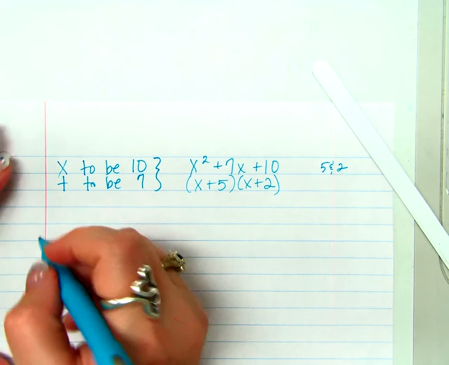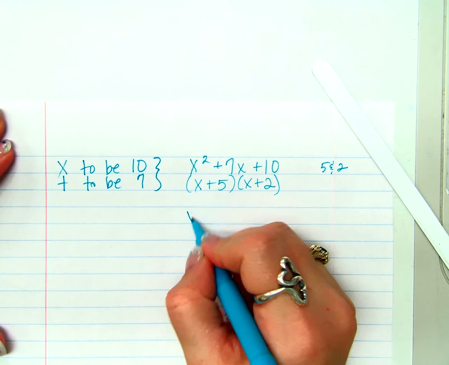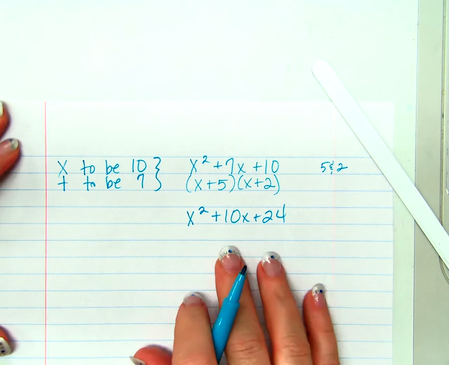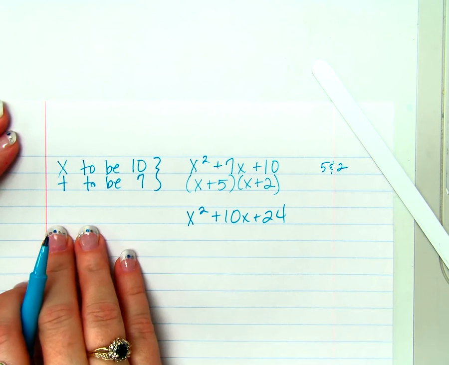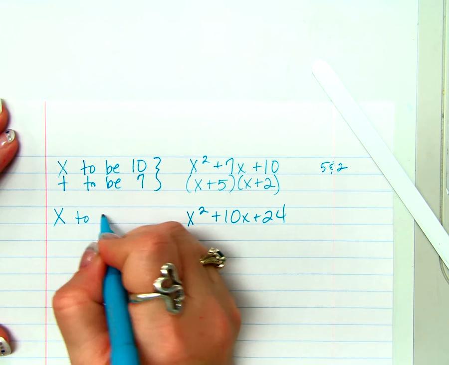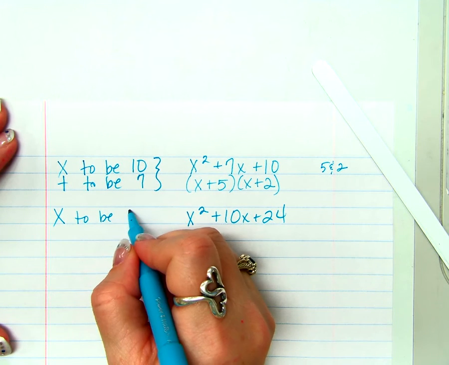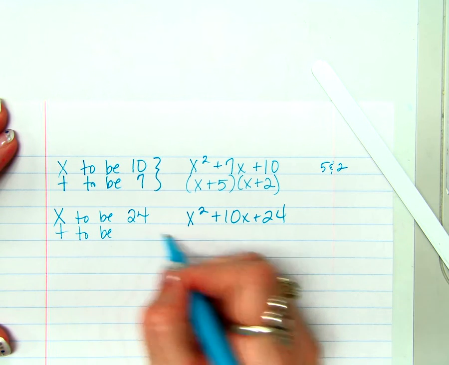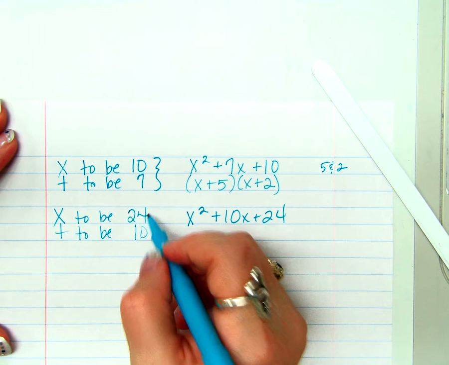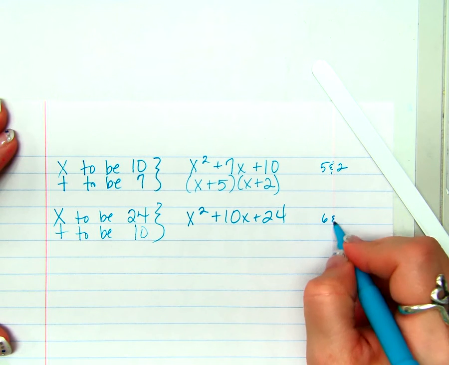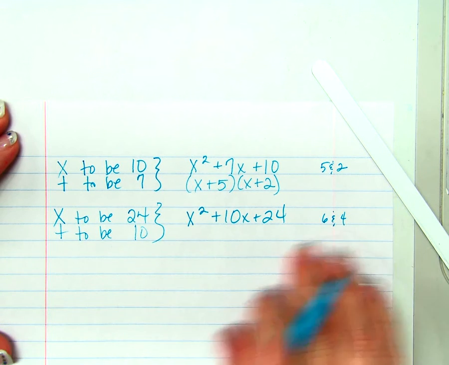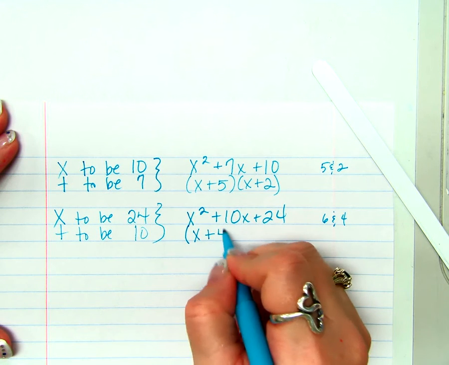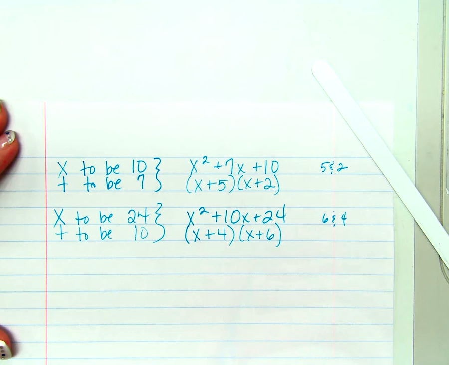Okay? Let's start with the problem this time. What if the problem says x squared plus 10x plus 24? If this is the problem, what's our thinking? Multiplies to be 24 and adds to be 10. It would be 6 and 4. If it would be 6 and 4, can you tell me my two factors? X plus 4, x plus 6. Okay.